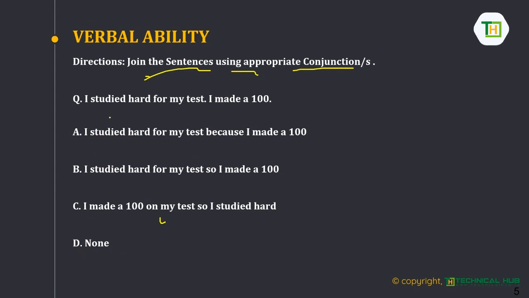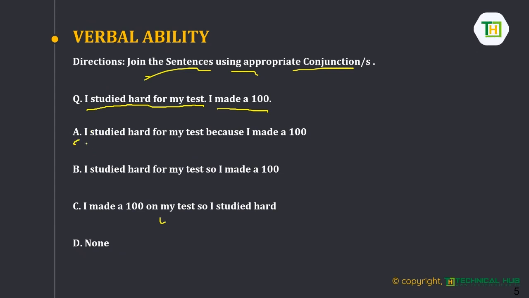I study. Question is, I studied hard for my test. I made 100. So studied, this is the work that has been done, and this is the result. Okay. So how can you imply this sentence, or how can you mention this sentence, and how can you convey your message? So first let us see option A.